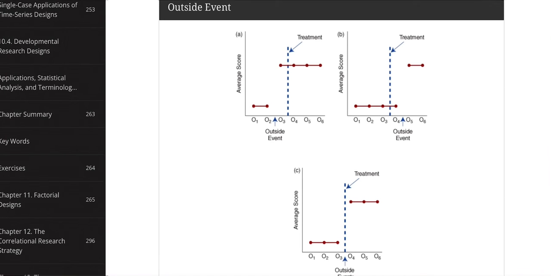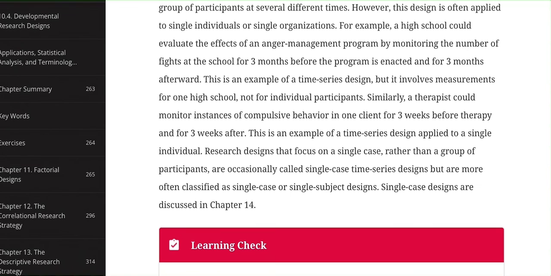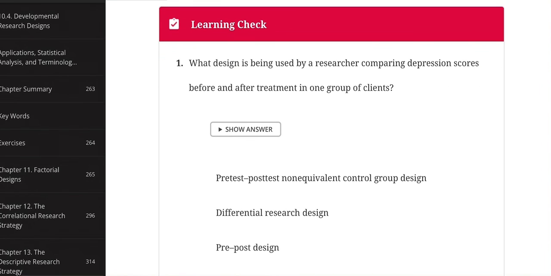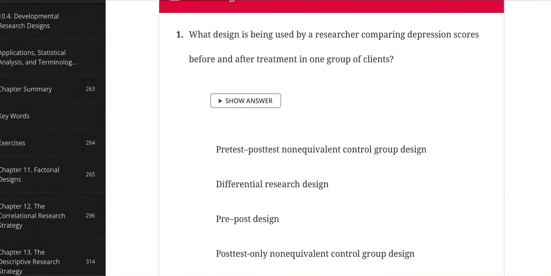So really quickly, we're going to go to our learning check as well. What design is being used by a researcher comparing depression scores before and after treatment in one group of clients? Obviously, since they're comparing before and after and not comparing groups, there's no control group here. It's not differential. That rules that out. And then the pretest, post-test, non-equivalent control group rules that out as well. No control group.